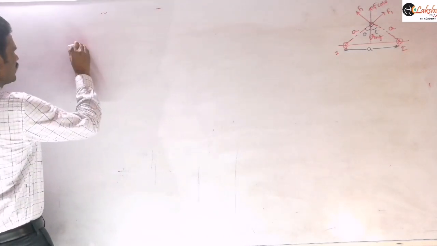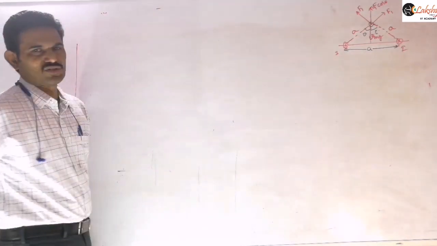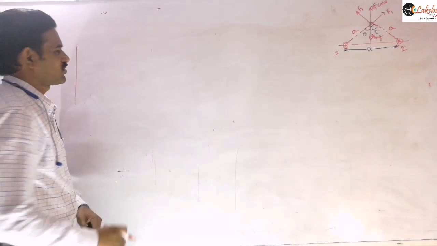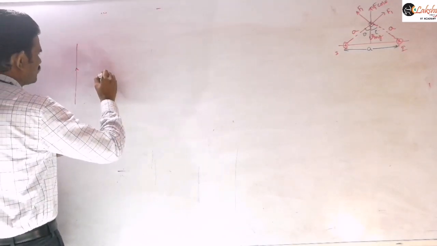Until now we have taken wires that are parallel to each other. Now I am taking the case where the wires are not parallel to each other; let us take this wire placed perpendicular to the other one.